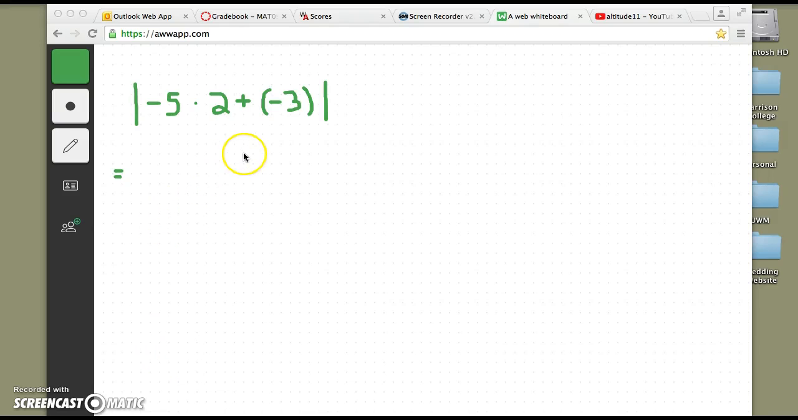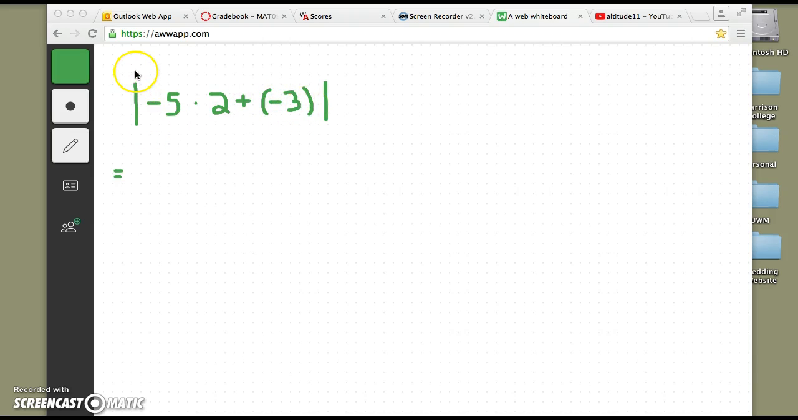Alrighty, so this is the week 3 homework number 26. This is the first time that we are seeing our absolute value operator here. That's what these two vertical bars on the outside are. And we are asked to evaluate this mathematical expression. In all, we have the absolute value of -5 times 2 plus a -3.